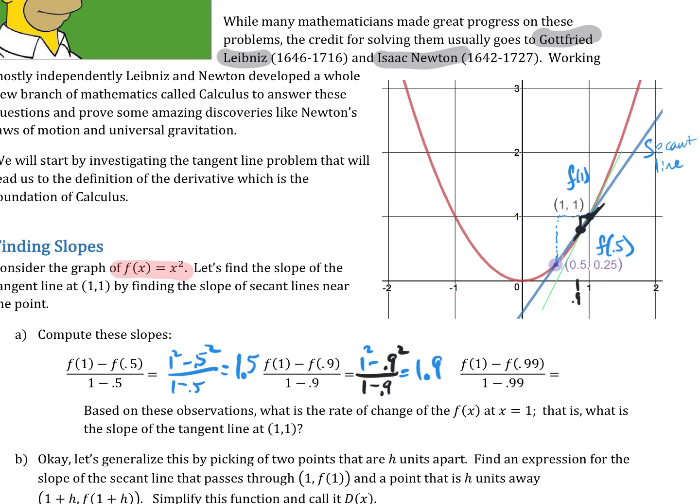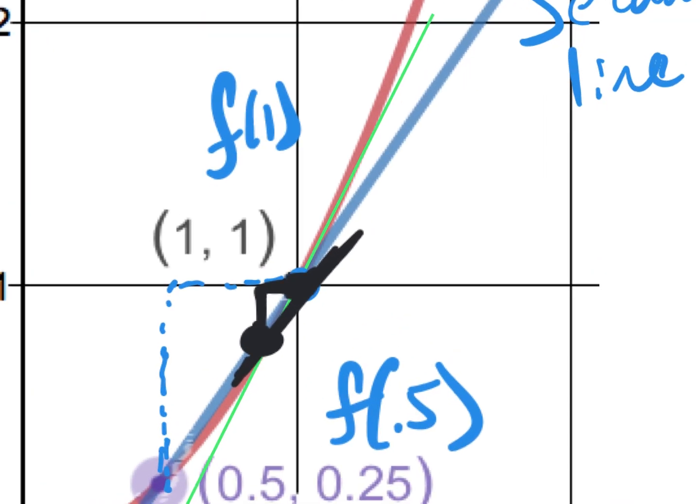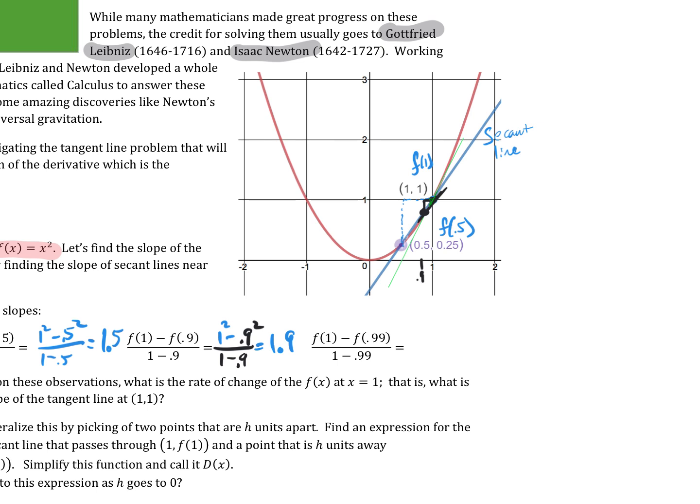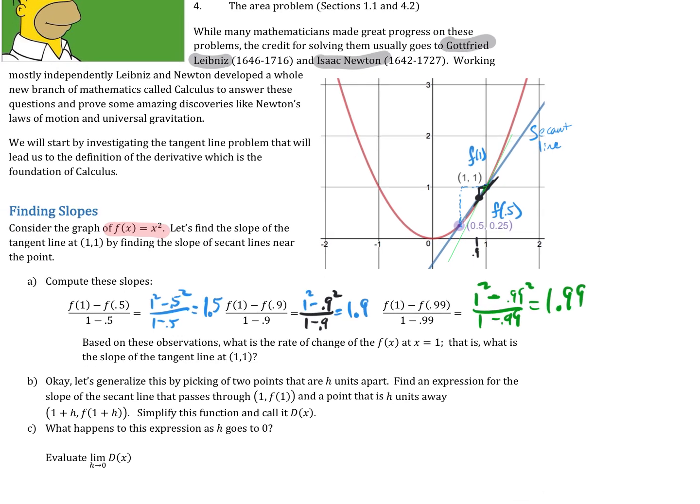And then if we get even closer, let's pick 2 points that are really close, so close we can barely see them here. If we take those 2 points and find the slope between them, we're almost basically at the same point. So this will be 1 squared minus 0.99 squared all over 1 minus 0.99. Oh, I'm sorry, it should be 0.99 squared. And that's going to come out to be 1.99. So you can plug that in your calculator, and it comes out to be 1.99.